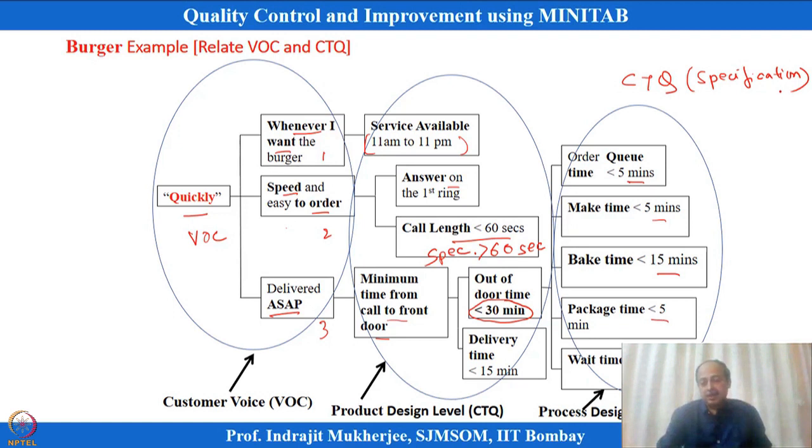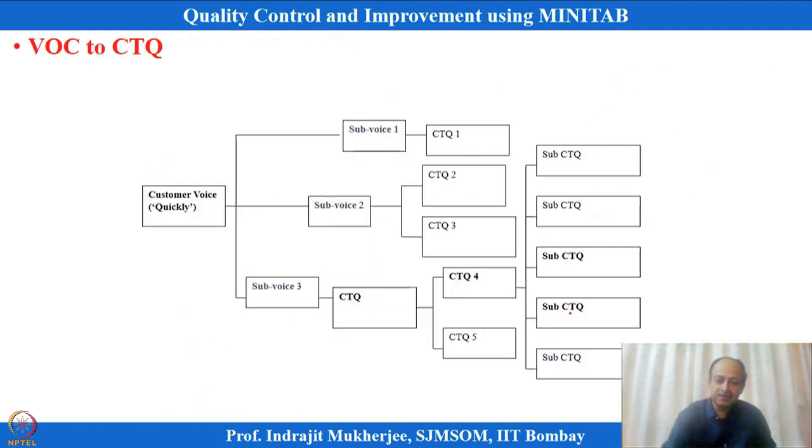Okay. So voice can have sub voices over here. What we have seen is the voice of the customer at the customer level. At product level, we are defining the CTQs, and CTQs can have sub CTQs over here also. So voices have sub voices, and every sub voice can have a CTQ, and it can have sub CTQs also. If you want to draw a generic diagram like that, what I am showing over here is that "quickly" is the dimension of need that we want to address. Then we have divided it into sub voices.